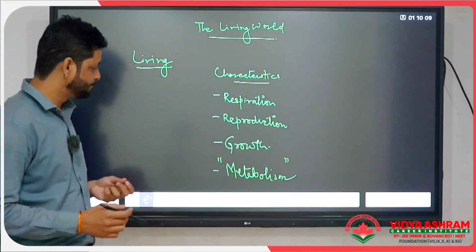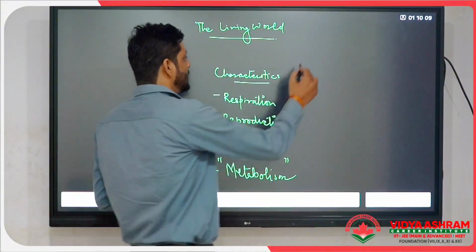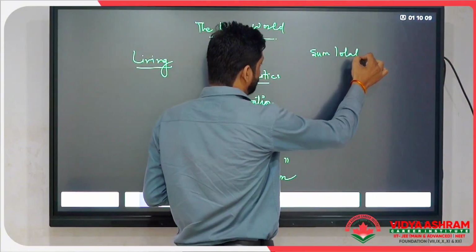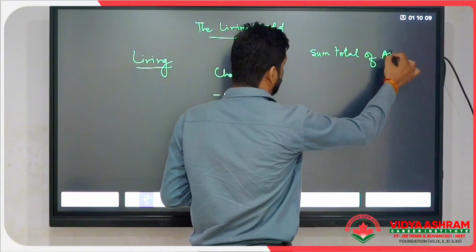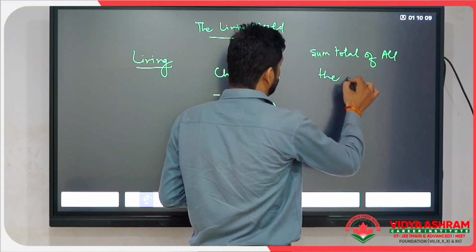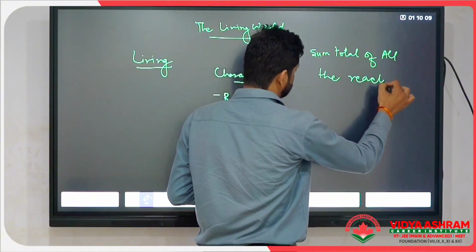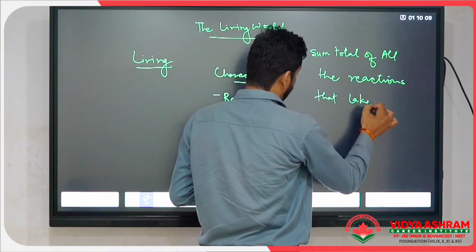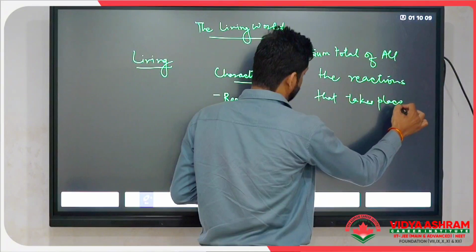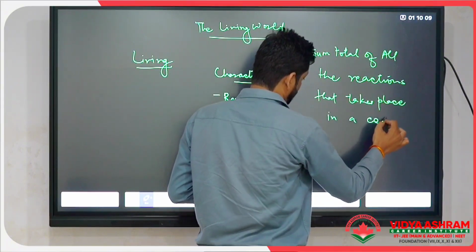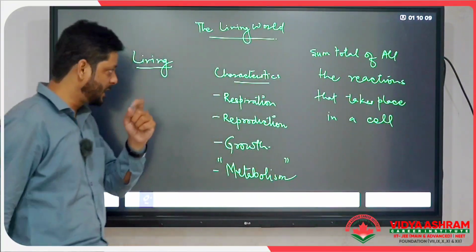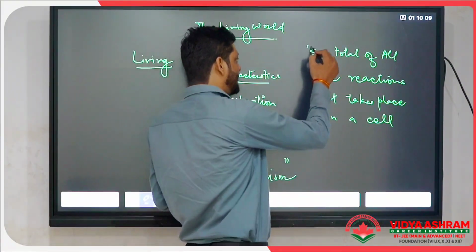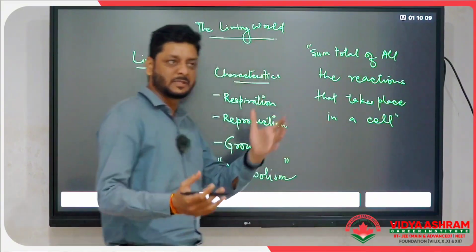define metabolism? Metabolism is the sum total of all the reactions that take place in a cell. Here you must notice one thing very precisely that you have to remember every time: the sum total of all the reactions that take place within a cell.